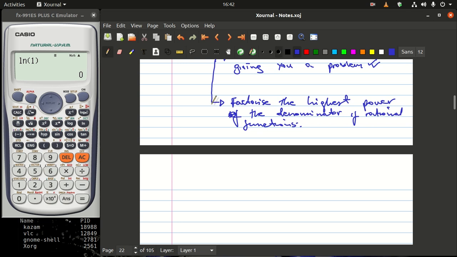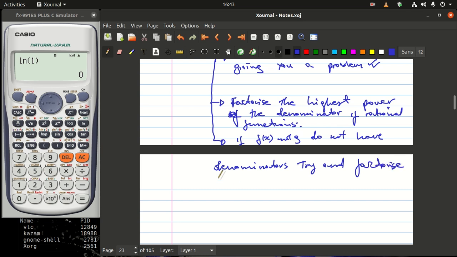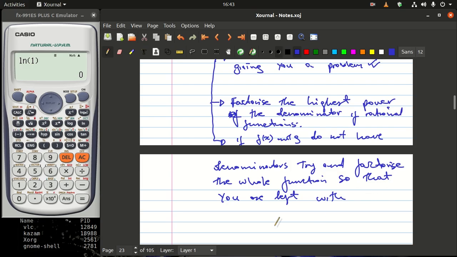Another way to look into this, if you are just having functions, if f and g do not have denominators, what you try to do is factorize the whole function, so that you are left with plus or minus infinity plus or minus a constant, times plus or minus infinity plus or minus a constant.